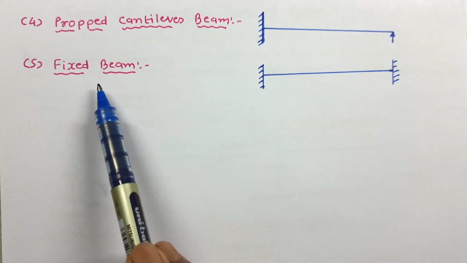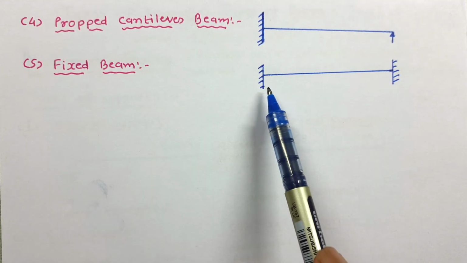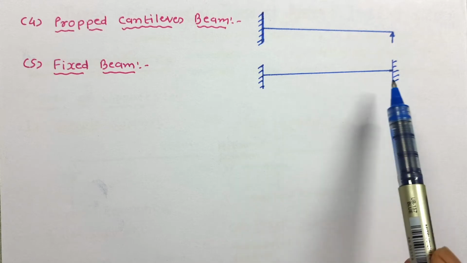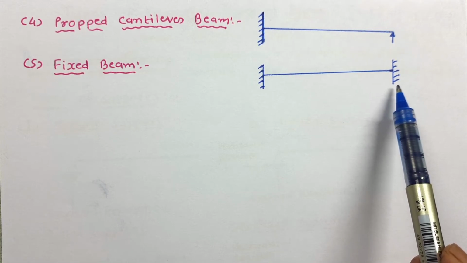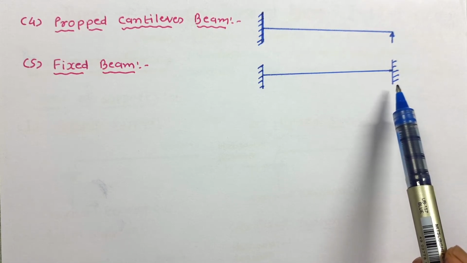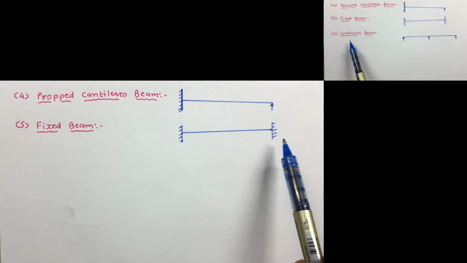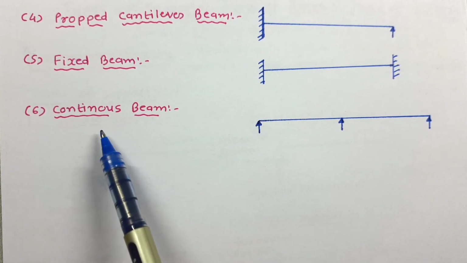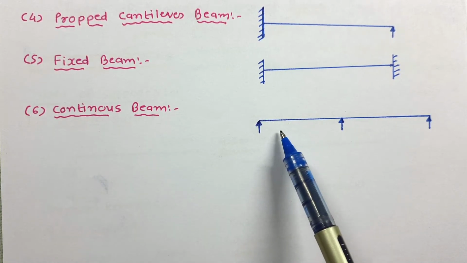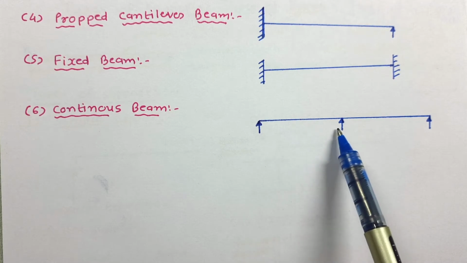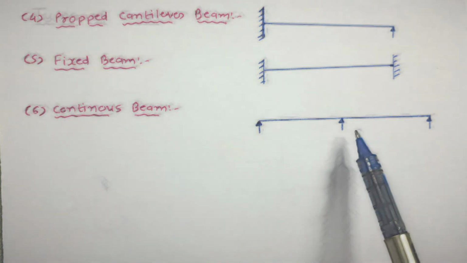The next one is the fixed beam. In a fixed beam, we can see both the supports are fixed supports. So, this beam is the most stable type of beam. However, the analysis is comparatively tedious. The sixth type of beam is the continuous beam. The continuous beam is a beam which runs over more than two supports.